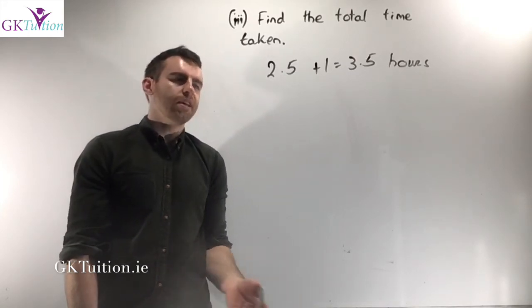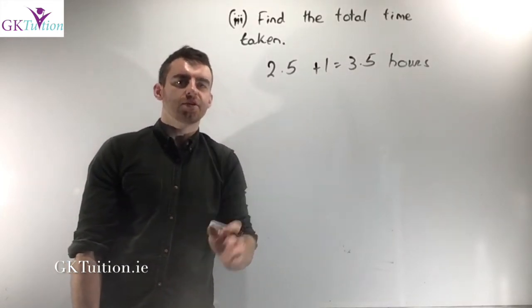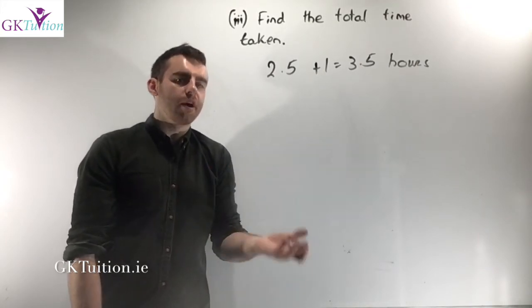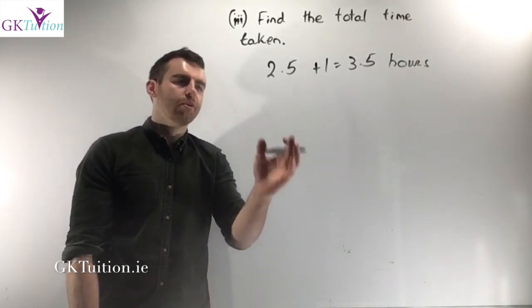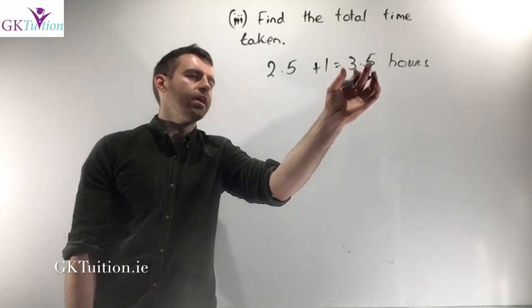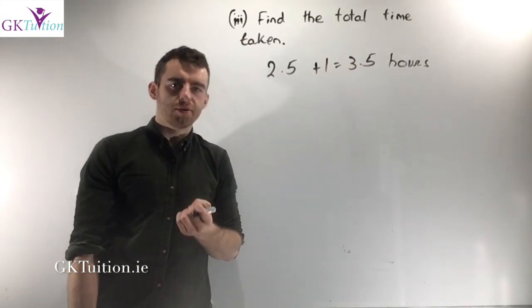In part 3 we were asked to find the total time taken. The total time taken is just he spent 2.5 hours travelling at 90 kilometers an hour and then another hour travelling at 70 kilometers an hour. So it's just 2.5 plus 1 gives me 3.5 hours or 3 hours and 30 minutes.